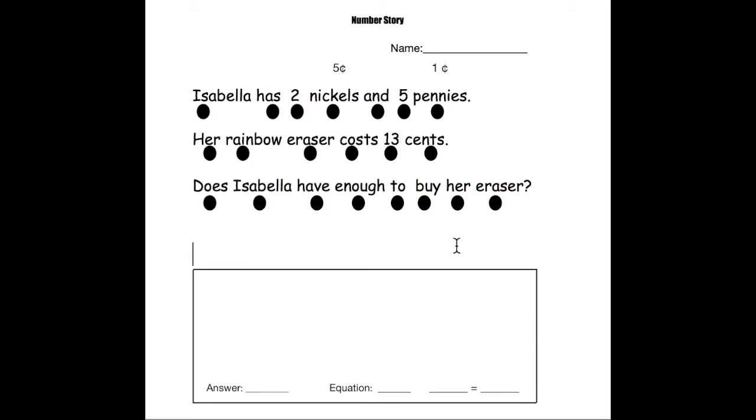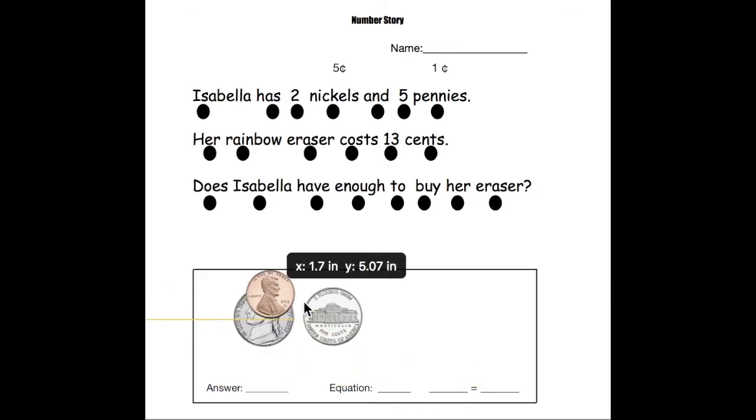So for this, I'm going to use my coins. Remember, friends, if you don't have coins at home, you can draw them as circles and just label your coins. But because I have coins, this is a really good question to use my manipulatives, my coins, with. So 2 nickels. I'm going to go ahead and grab 2 nickels. So Isabella has 2 nickels and she has 5 pennies. So I'm going to grab 5 pennies.